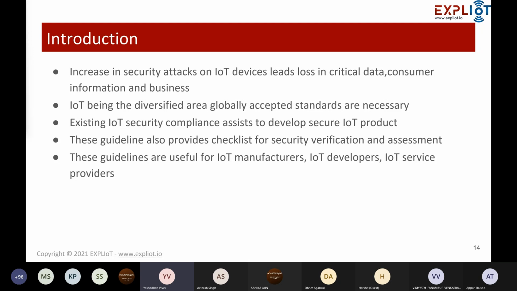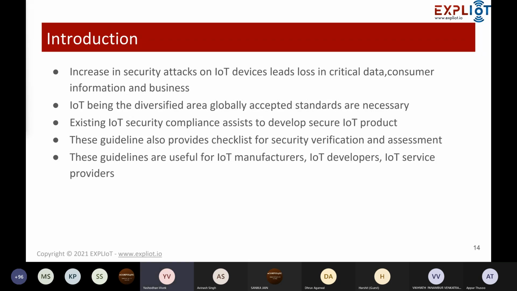And each of these layers, starting from your basic hardware, the firmware part, the communication part, web application, cloud application, and the ML part, everything can be attacked in a different way. And to address all of these layers, IoT actually needs a standard or guidelines to make the product secure.